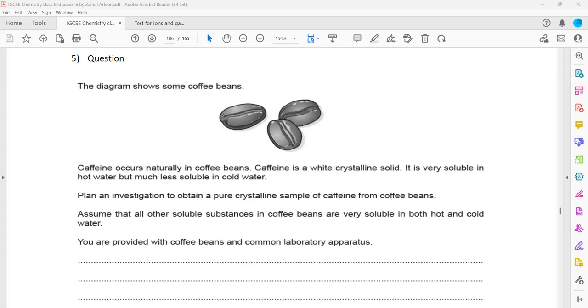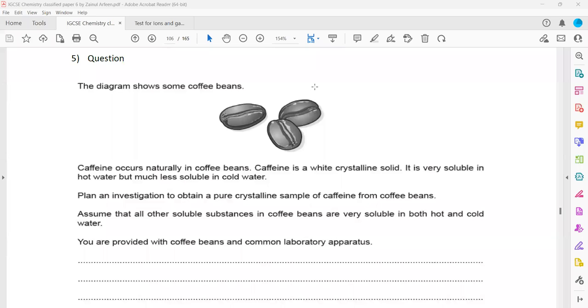Is it clear? Anyone having a doubt? Yes. So you can plan this, or should I write the steps?